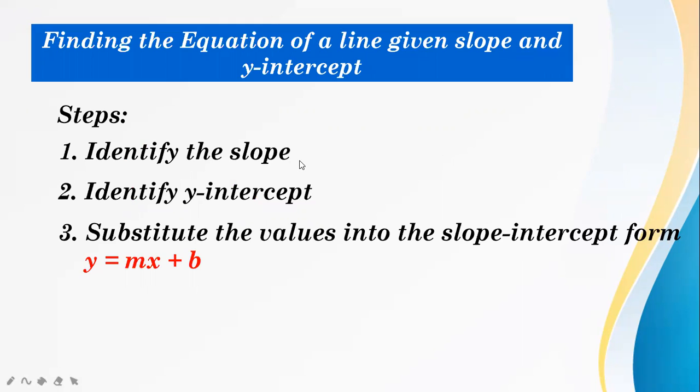So the first step is identify the slope. Then identify the y-intercept. And then number 3 is substitute the values into the slope-intercept formula. So this will be the formula, y equals mx plus b.